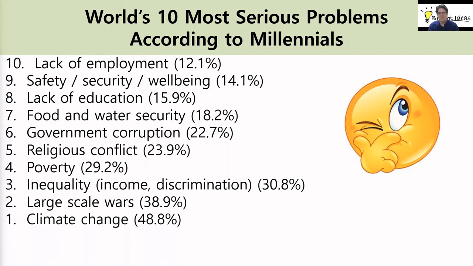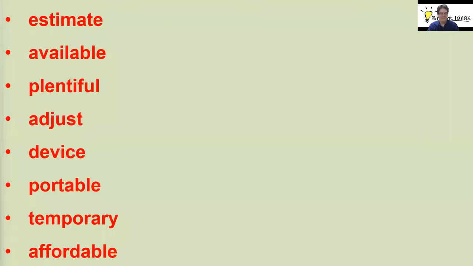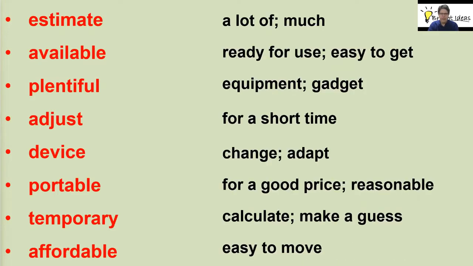So also, before we begin with the book, but it has to do with the book, we are doing vocabulary. These are the words for the unit, vocabulary words: estimate, available, plentiful, adjust, device, portable, temporary, and affordable. These are the meanings, but not in the order that you see. They're mixed up. But you know what to do here. Match the word with the meaning. And of course, you have as much time as you need. So just pause the video now.